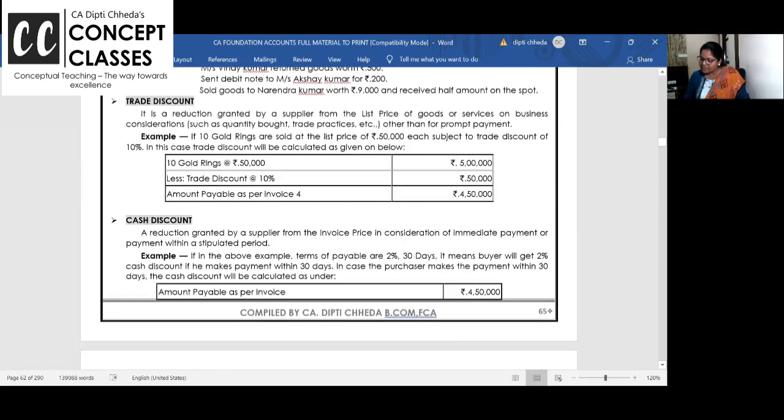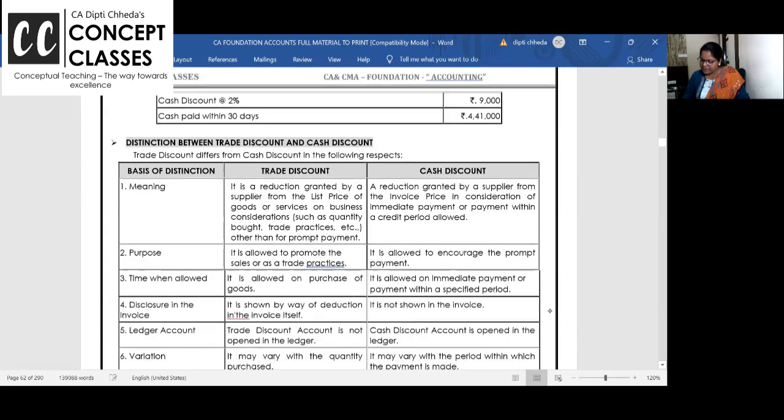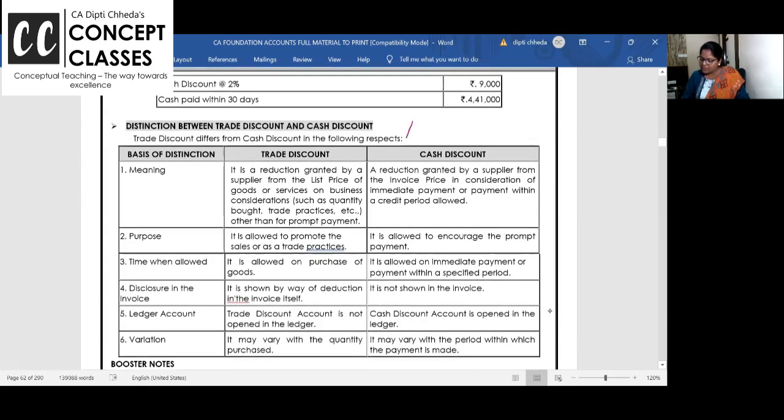Trade discount, cash discount, I have already explained to you. We are not going to record them. Read this at home. This can also be asked as a theory question, like debit note and credit note. Trade discount is just given customarily. Cash discount is a reduction when you make the payment. Trade discount is given when you purchase and sell. It is just a trade practice, and cash discount is given for prompt payment.